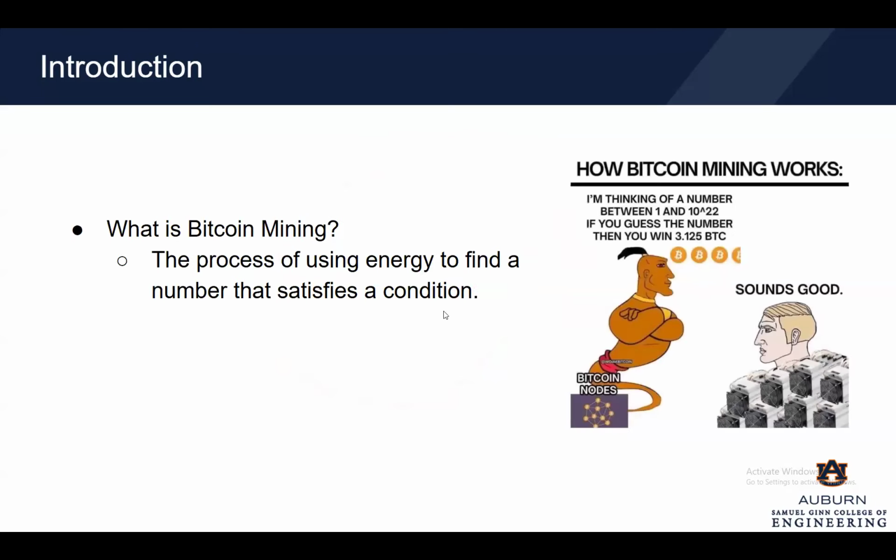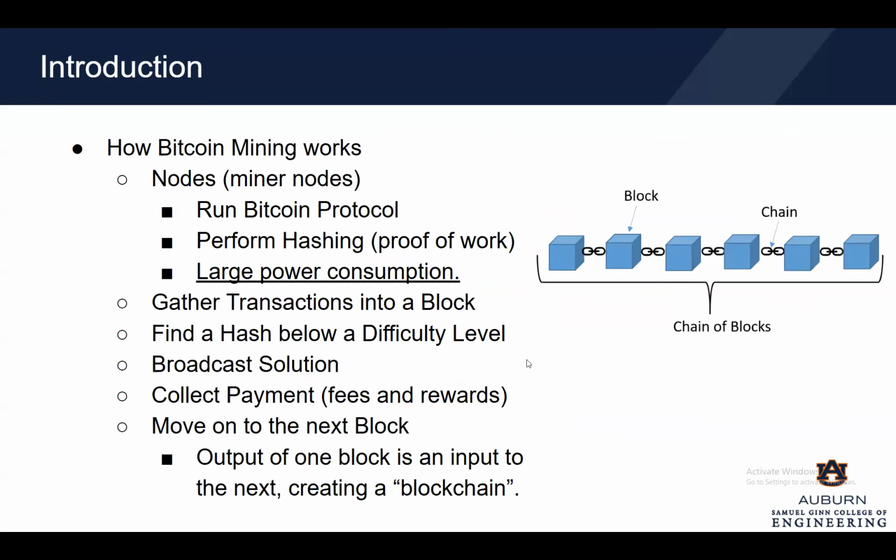For anyone who's not really familiar with Bitcoin, essentially it boils down to the process of using energy to find a number that satisfies a condition. And a little more detail on that is you have these nodes, which are specialized computers that run Bitcoin, perform a hashing proof of work. And the main takeaway is that it takes a lot of power consumption.